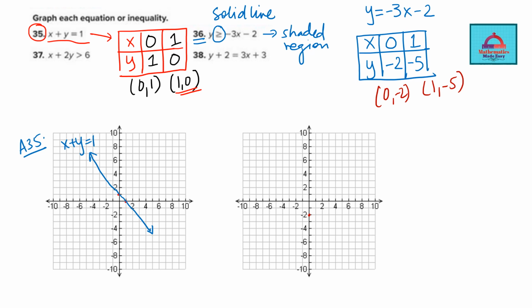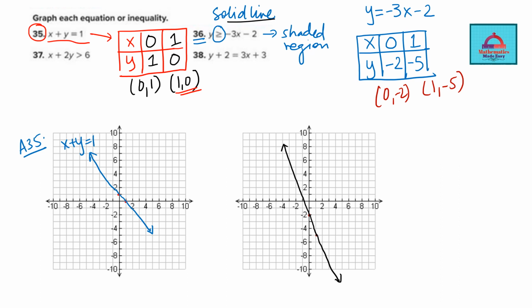So now that we have the 2 points, let's connect them using a straight line. And because it has equal to, it's going to be a solid line. So we will connect them and now extend in both directions to get the line. Now that we have the line, we have to select one region, either this region or this region.